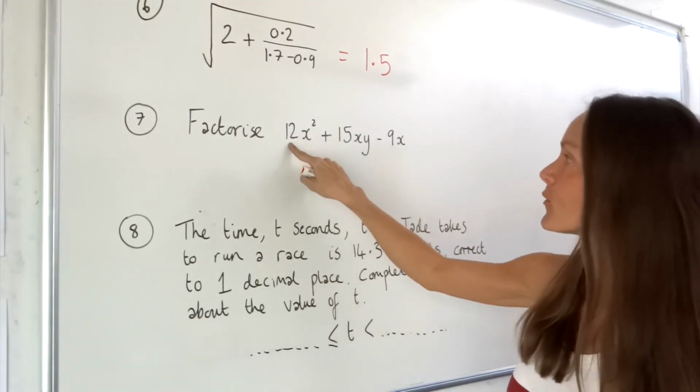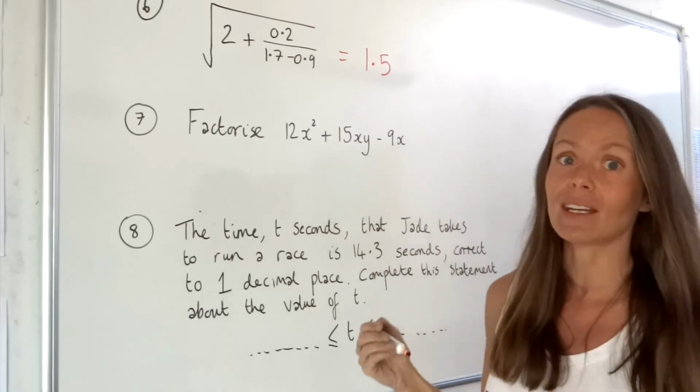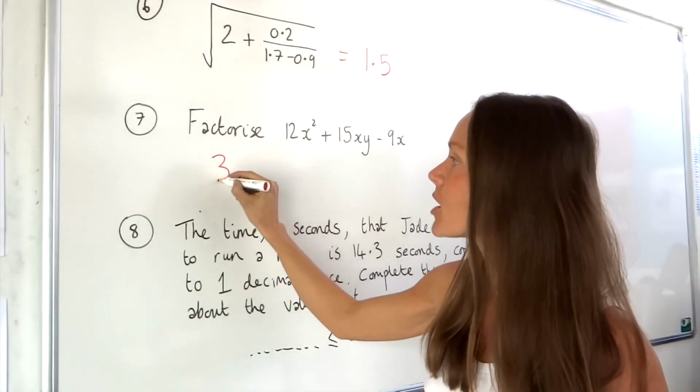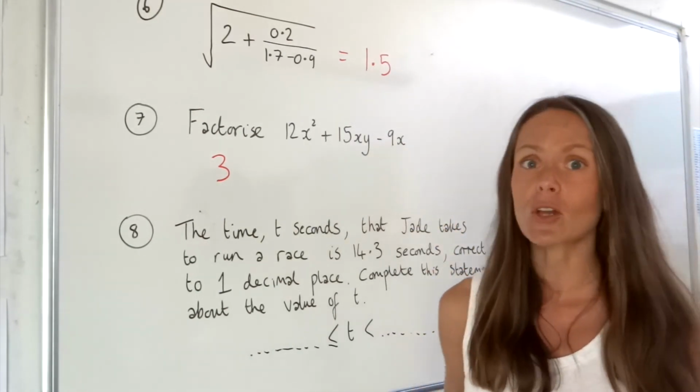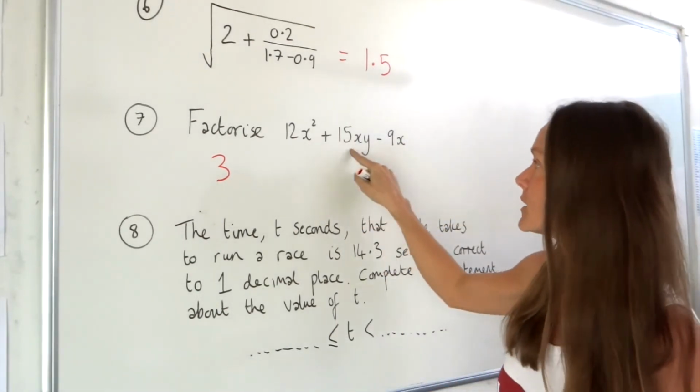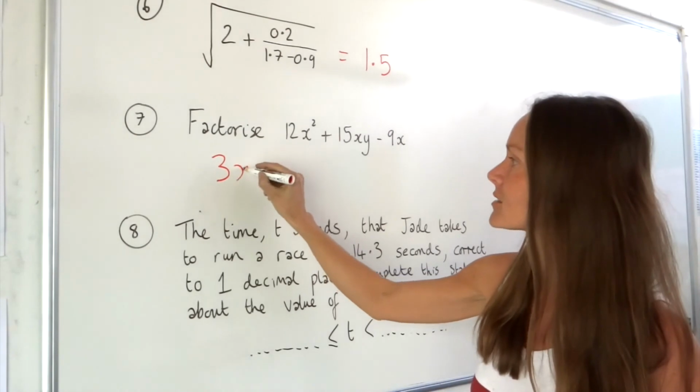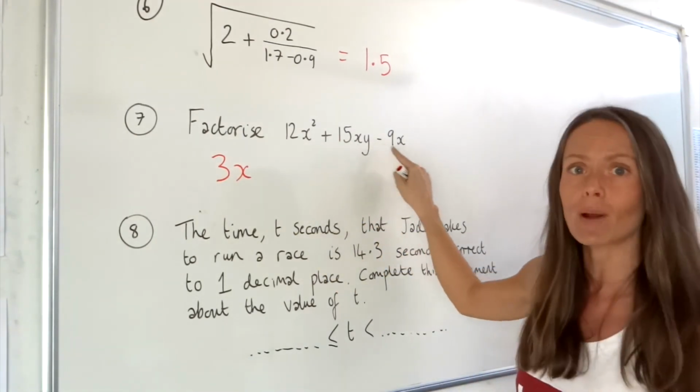So the highest common factor in 12, 15 and 9 is the number 3. It's the biggest number that fits exactly into each of them. There's also a common letter in all 3 of these terms, the letter X. See, it occurs all the way through.